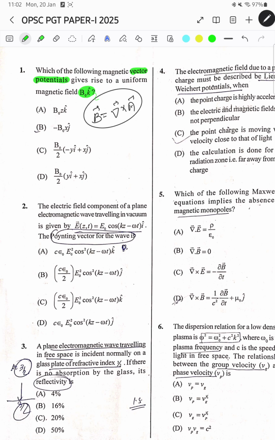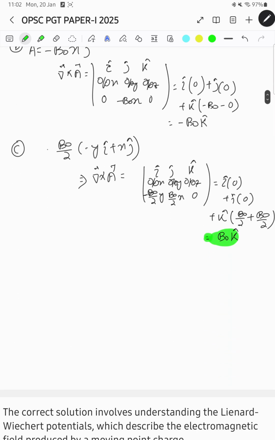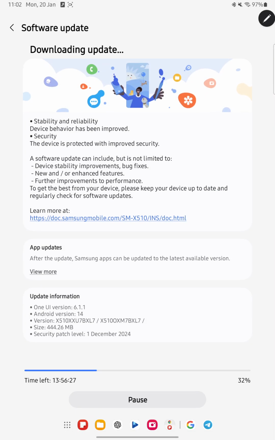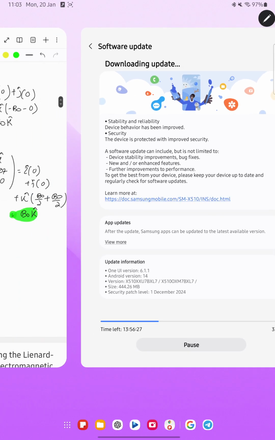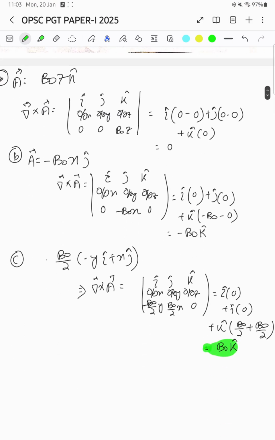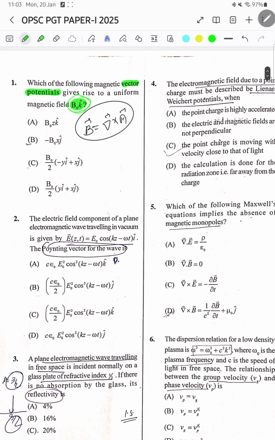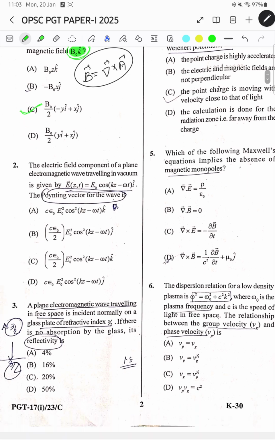But you have to see it is given that we have to choose the magnetic field such that it will be B0 k cap. So from option C only I am getting the positive B0 k cap, so option C is the right answer. So for question number 1, option C is the correct answer.